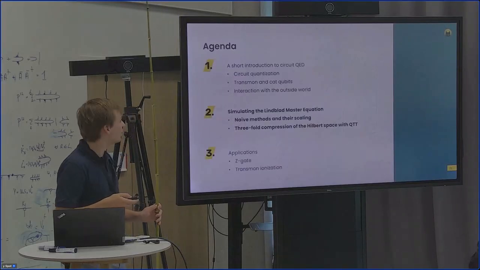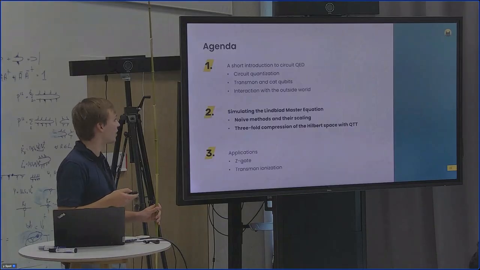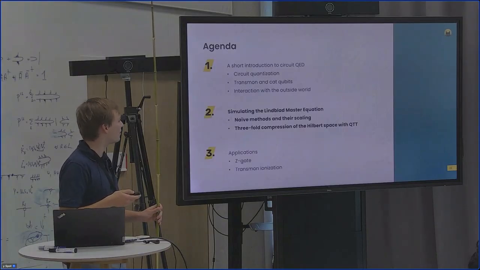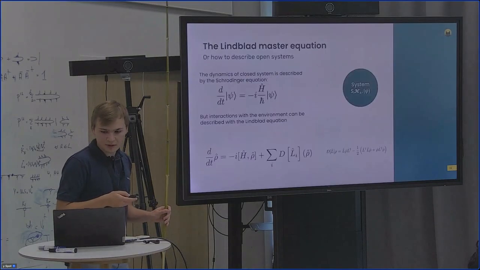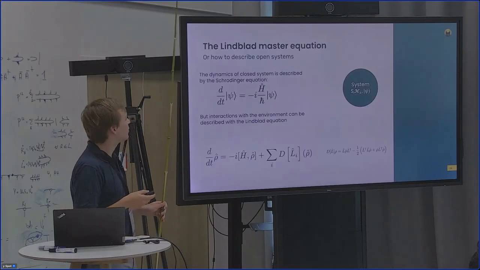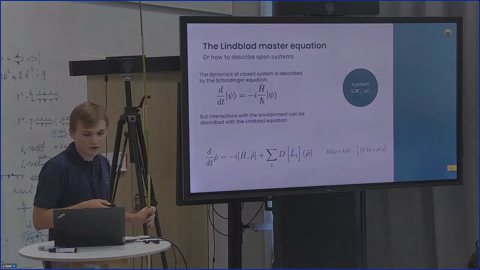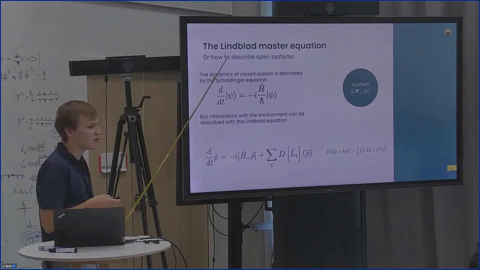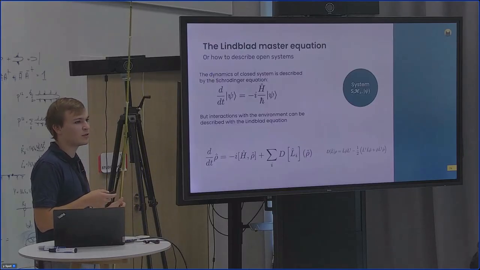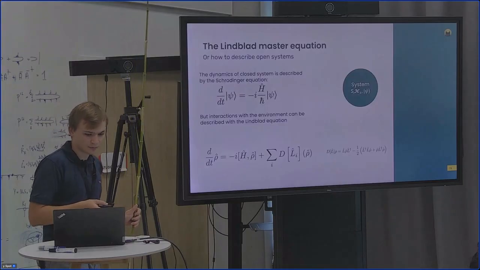So this is good because you have something that is very stable. But how do you actually simulate the system? Okay. So to simulate the system, you need to use something called the Lindblad equation, which is basically an equation that generalizes the Schrödinger equation to open systems. So where you need to take into account the interaction with the outside world.